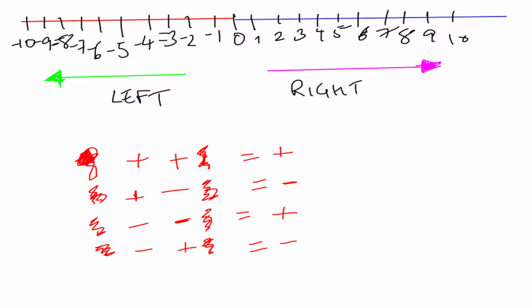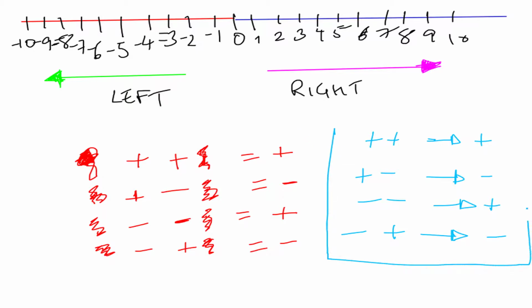So this is a rule that I want you guys to remember if you can. Positive, positive gives you positive. Positive, negative gives you negative. Negative, negative gives you positive. And negative, positive gives you negative. That's the main rule. If you guys can remember this, it should make your life a lot easier.